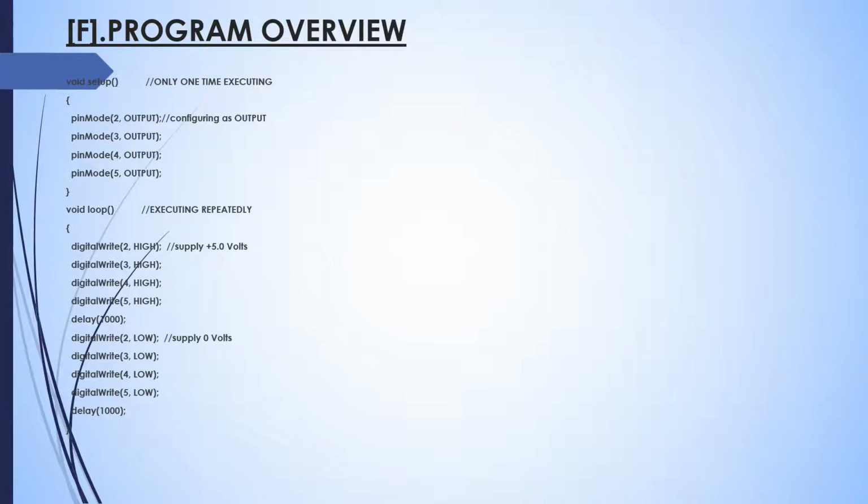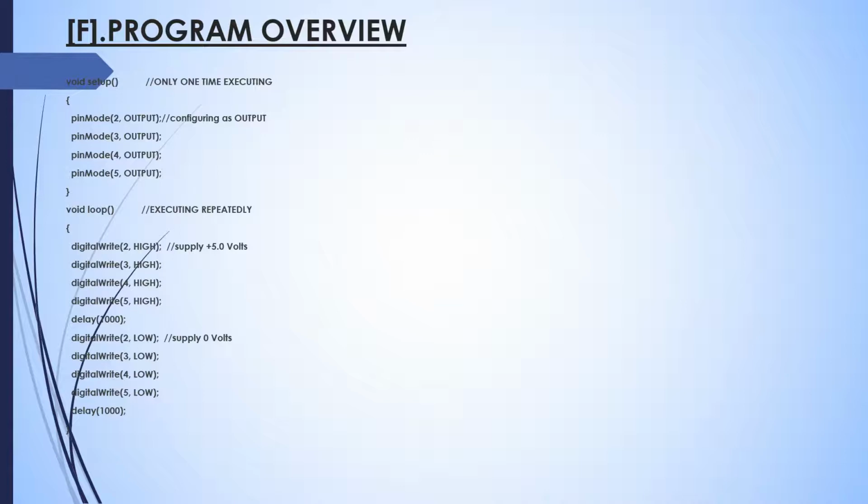So here, what is the function of pinMode? Just for configuring, I want to configure pin 2 as output. Same thing, copy and paste for pin number 3, pin number 4, and pin number 5. It means I made all 4 pins output. This is written in the setup function. Next, in the loop function, we have the digitalWrite function. The purpose of digitalWrite is to supply the voltage, either 5 volt or 0 volt.